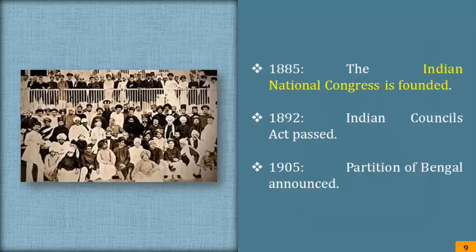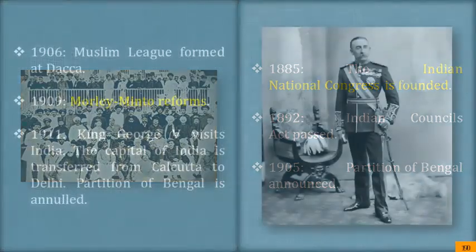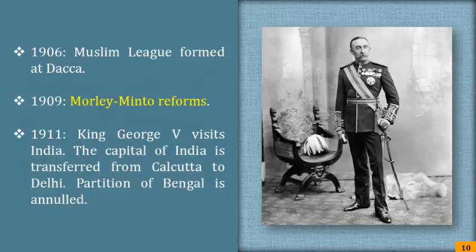1905. Partition of Bengal announced. 1906. Muslim League formed at Dhaka. 1909. Morley-Minto reforms. 1911. King George V visits India. The capital of India is transferred from Calcutta to Delhi. Partition of Bengal is annulled.